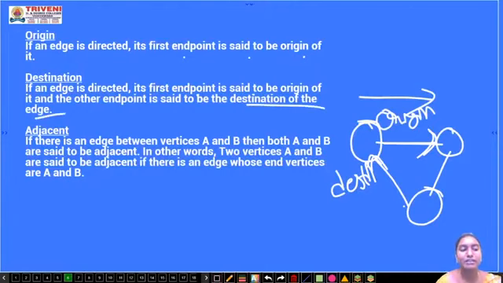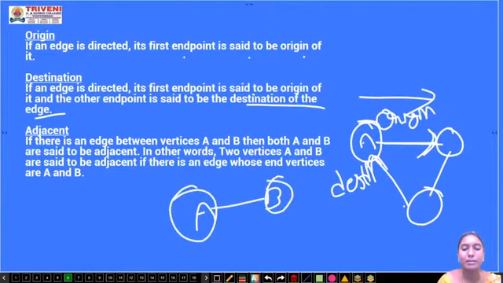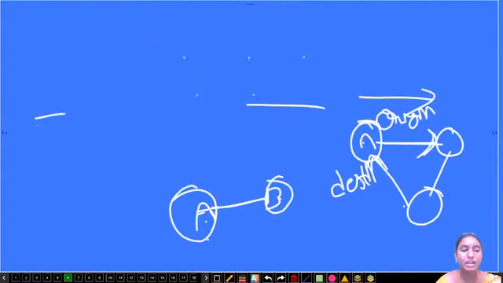And adjacent: if there is an edge between the vertices A and B, then both A and B are said to be adjacent. If A and B are adjacent, that is nothing but that they are next to each other. Now, A and B: if there is an edge from A to B, or from B to A, then they are said to be adjacent vertices. Two vertices A and B are adjacent if there is an edge whose end vertices are A and B.